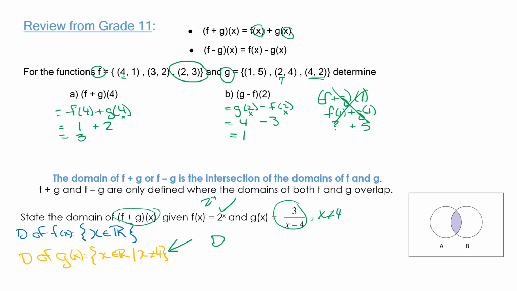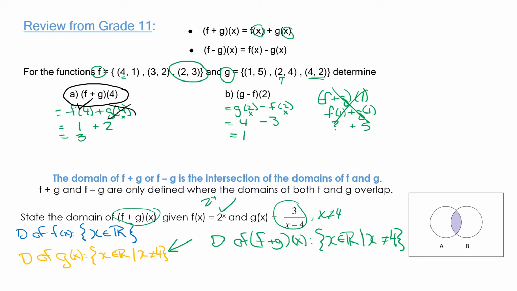So the domain of f plus g at x is going to be x is an element of real numbers such that x cannot equal 4. We won't be able to add them together. Remember the one we just did up there? This first one that I'm circling, A, we wouldn't be able to do that for the question that we just did, because we can calculate an f at 4, but we can't calculate a g at 4, so we wouldn't be able to add the functions like that or subtract them.